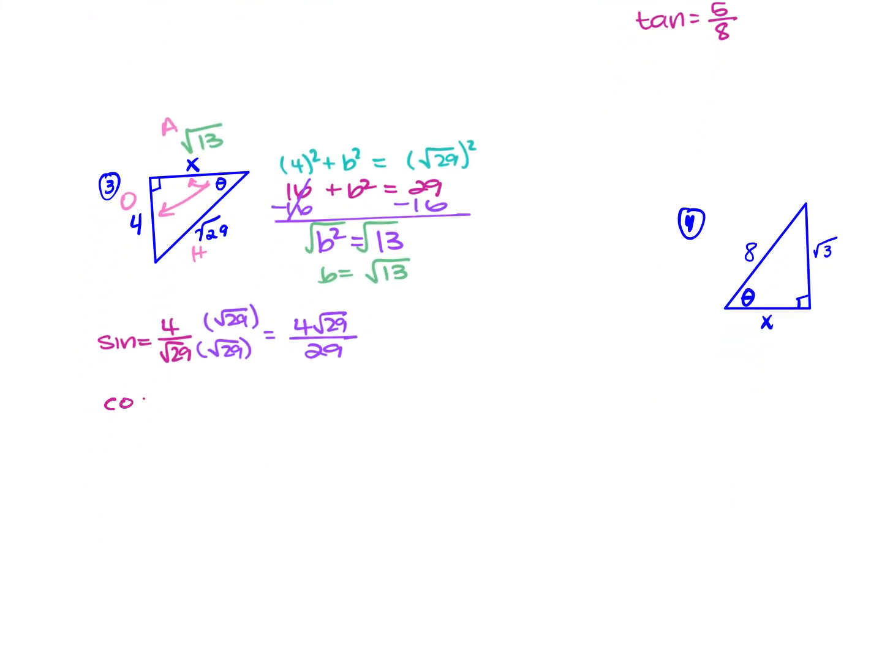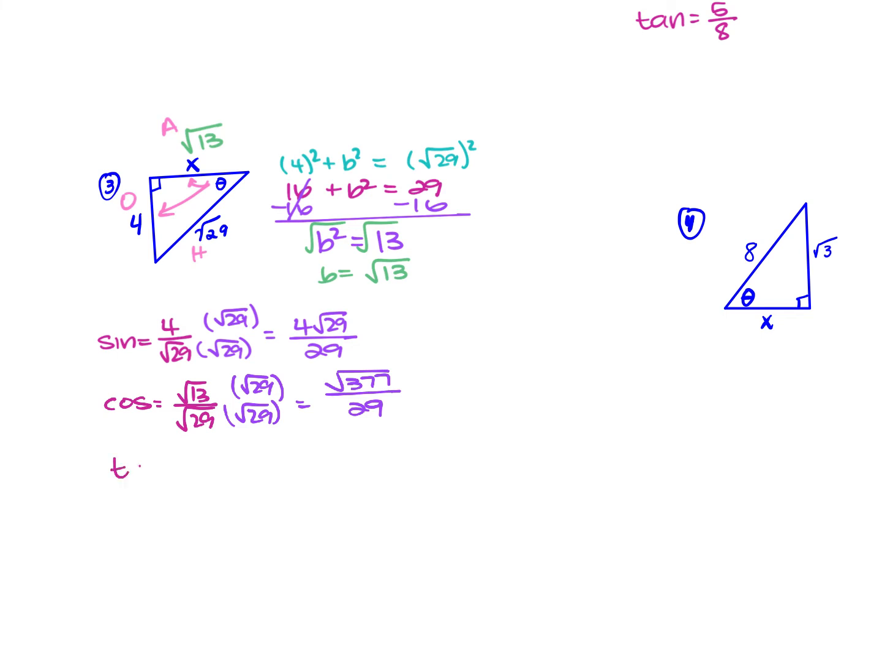For cosine, again, adjacent over hypotenuse, so the square root of 13 over the square root of 29. Multiply top and bottom by the square root of 29. That gives us the square root of 13 times 29, which is 377, over 29. That square root of 377 does not simplify. So you cannot simplify that. That is in simplest form.